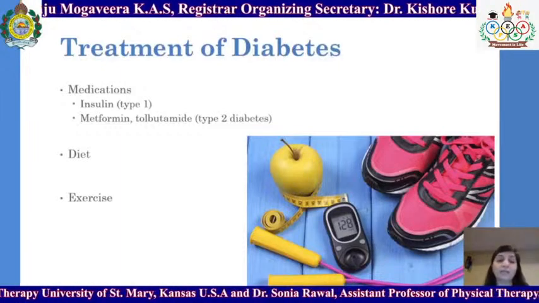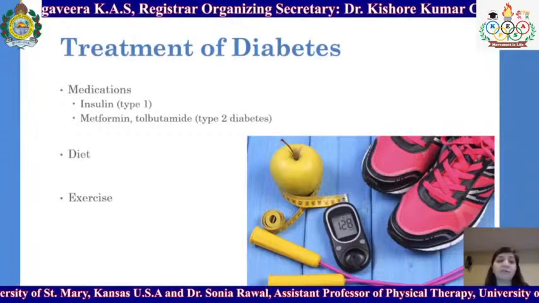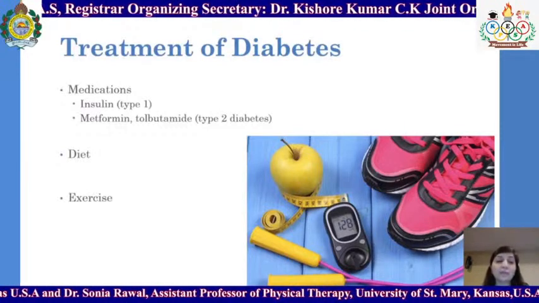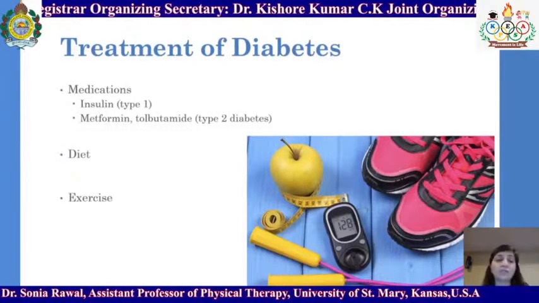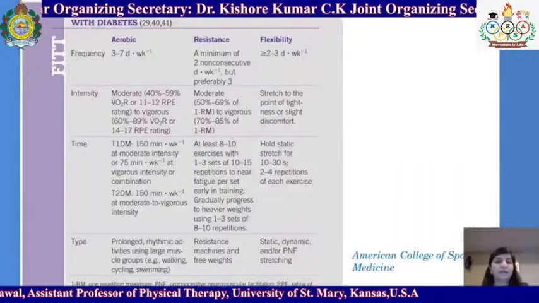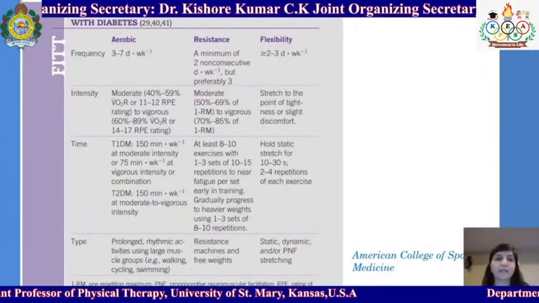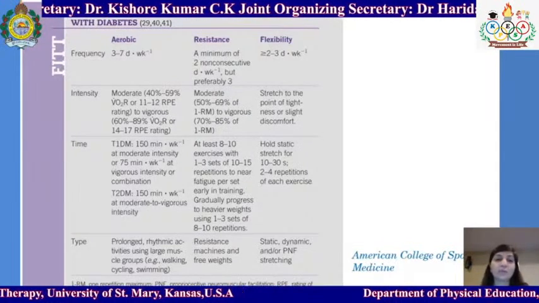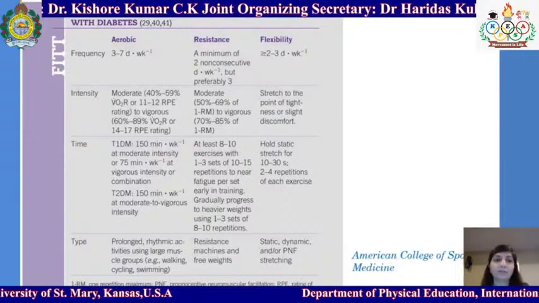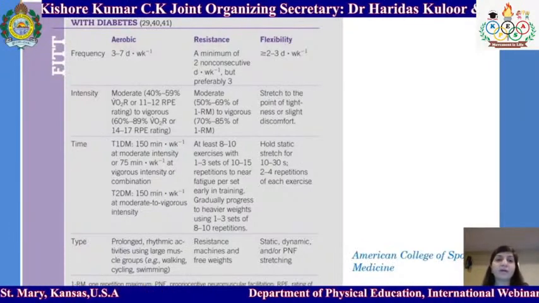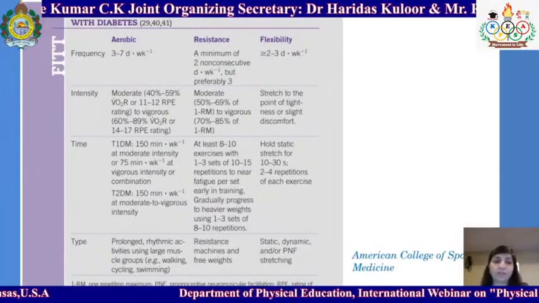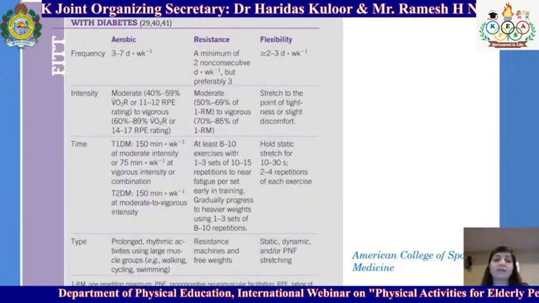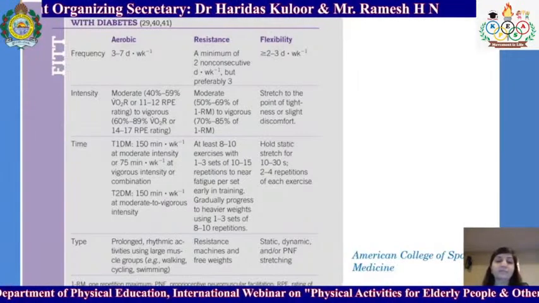Diet plays a big role in treatment of diabetes, and exercise has also proven to be very beneficial, not only in maintaining the blood glucose levels, but also in lowering the medications that they might need to take to control diabetes. So here are the recommendations from the American College of Sports Medicine. Again, they say a combination of aerobic, resistance and flexibility exercises for patients with diabetes as well. Aerobic exercise has been shown to be very helpful in lowering the blood glucose levels. So they say 3 to 7 days per week, moderate to vigorous intensity exercise, a total of 150 minutes per week of moderate intensity, or 75 minutes per week of vigorous intensity exercise for type 1.